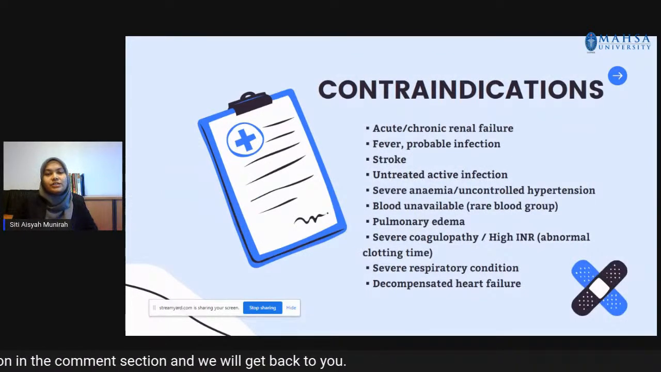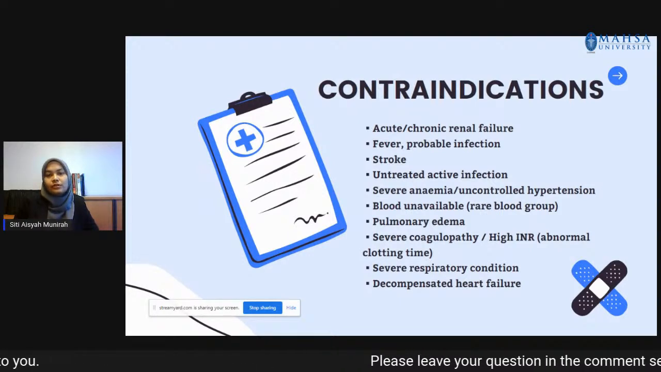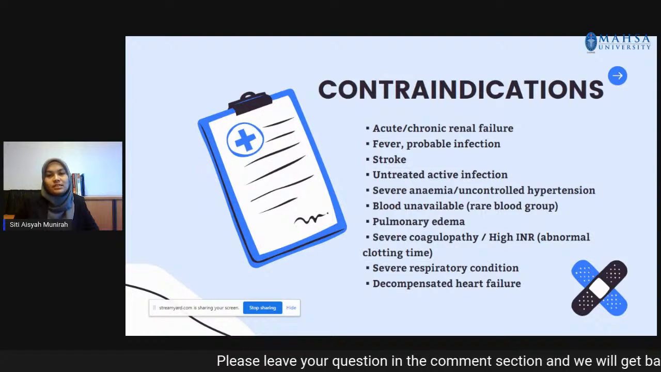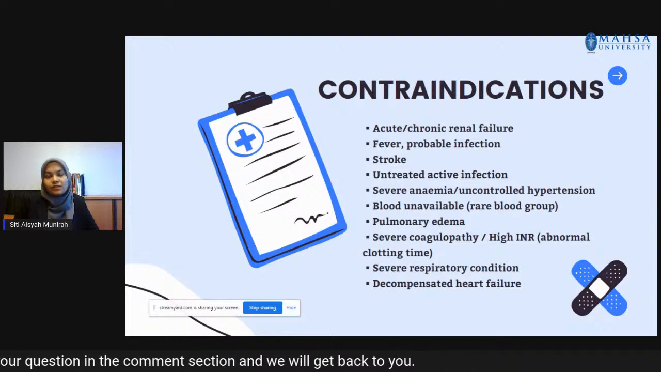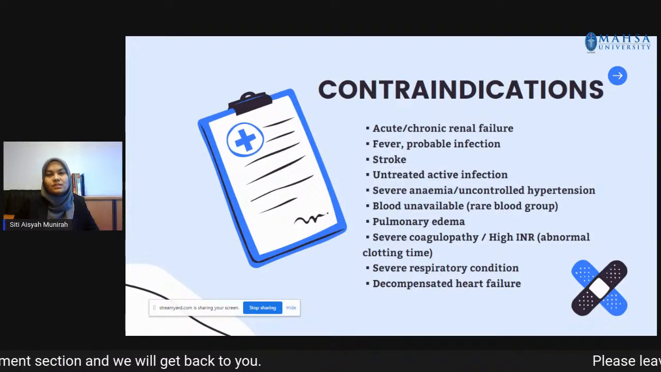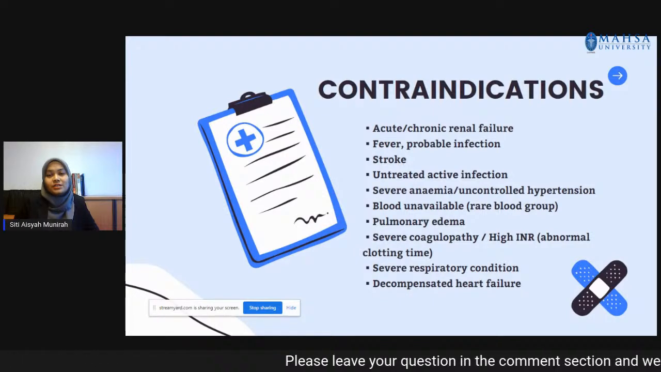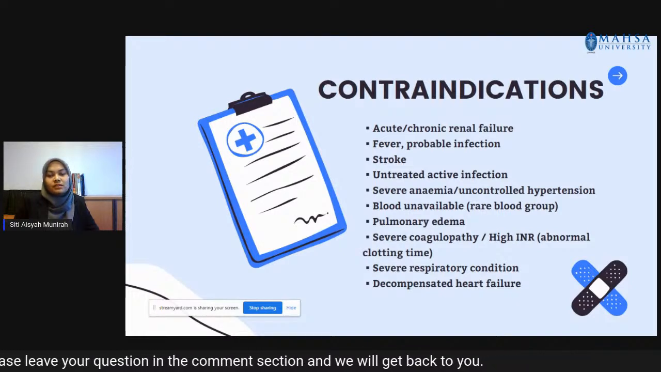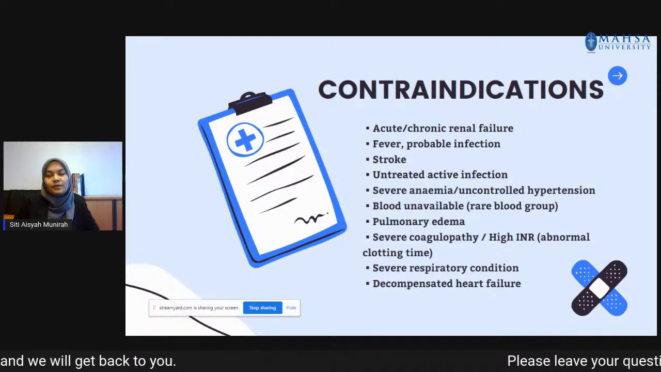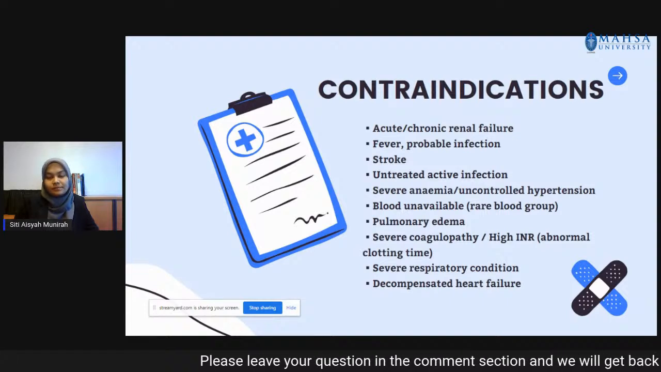Contraindication is a justification for why patients cannot go for coronary angiography. First and foremost is acute or chronic renal failure. Because coronary angiography uses contrast media, this substance can affect the function of the kidney. For patients who have a problem with the kidney, the patient has a hard time excreting the contrast media from the body. That's why patients with acute and chronic renal failure are contraindicated for coronary angiography.